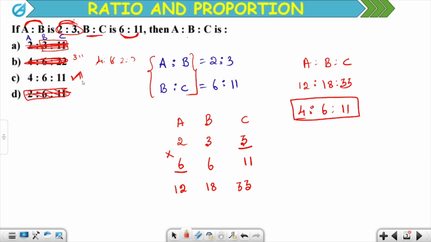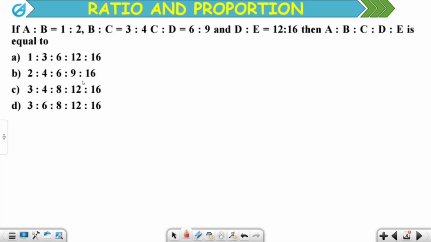Okay, fine. Next one. If A is to B is 1 is to 2, B is to C is 3 is to 4, C is to D is 6 is to 9, and D is to E is 12 is to 16, then A is to B is to C is to D is to E is? See what data they have given. A is to B, 1 is to 2. B is to C, 3 is to 4. C is to D, 6 is to 9. Next, D is to E, 12 is to 16.